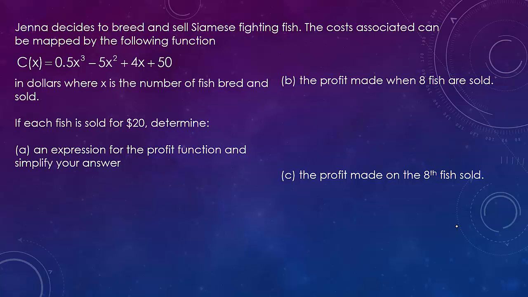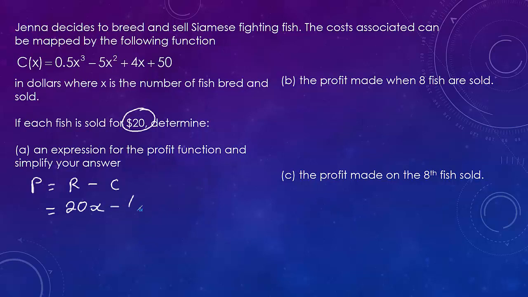Each fish is sold for $20. We want to determine an expression for the profit function and simplify the answer. Well, the profit is always going to be equal to the revenue, that's the amount of money you get, take away the cost. So let's suppose that she sells x fish. If each fish is being sold for 20, the money received will be 20 times x. If you sell 10 fish, you're going to get $200, $20 each.